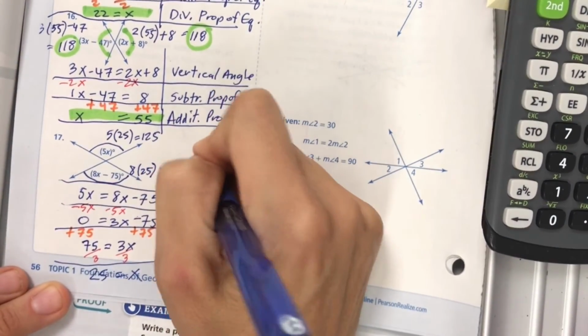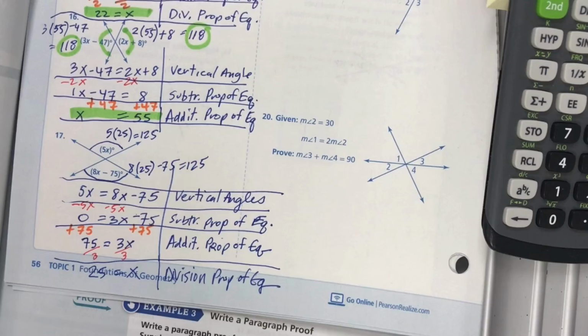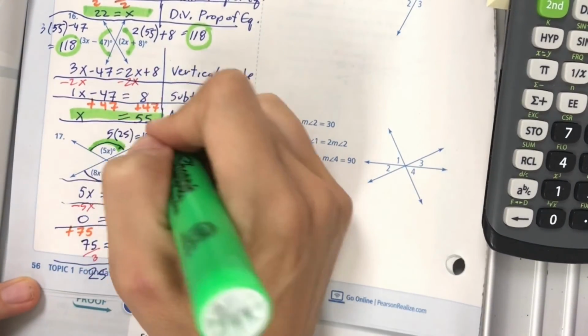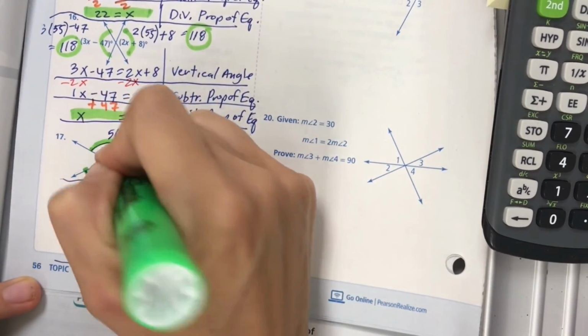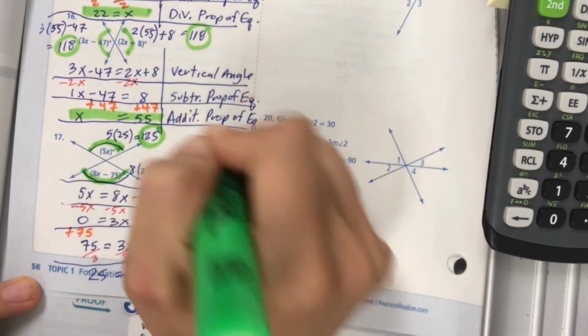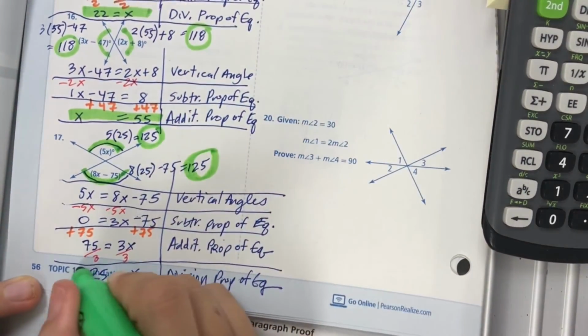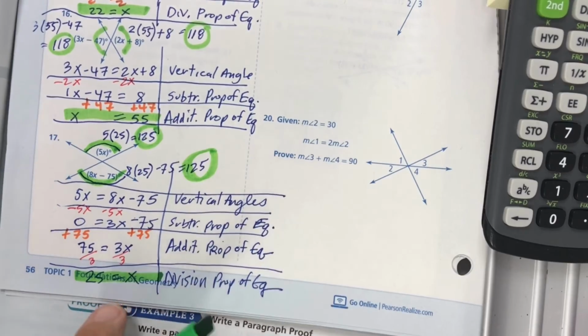Aha, 125. So we love it. We got the answer we were hoping for. This angle, 125, and that angle, 125, are equal to each other because of the vertical angle theorem, and they're equal to one another when x is 25.